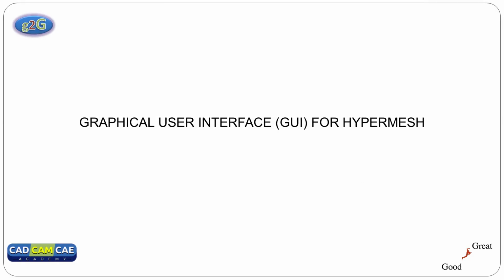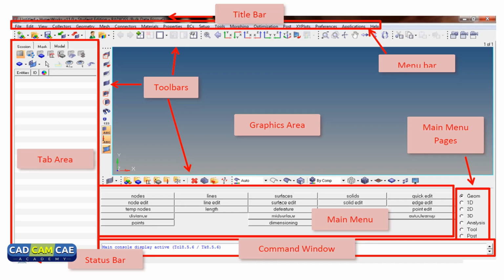Graphical User Interface. So Hypermesh GUI, as we have seen in our last tutorial, it looks like this. Again, the conventional menus: title bar, file, edit, view, collectors, geometry. The toolbars will be on top, on the left hand side and on the bottom line. This region is called the main menu. Main menu pages are there: 1D, 2D, 3D, command window.